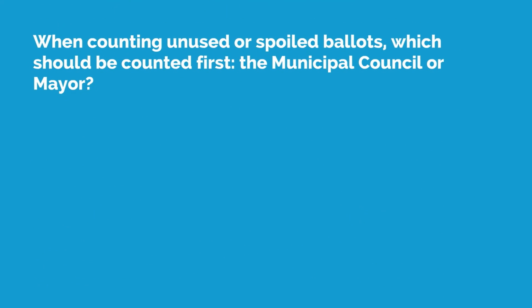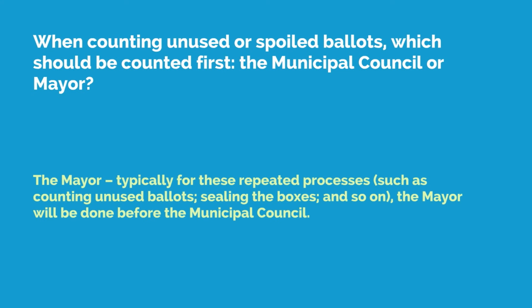When counting unused or spoiled ballots, which should be counted first, the municipal council or the mayor? The mayor. Typically for these repeated processes, such as counting unused ballots, sealing the boxes, and so on, the mayor will be done before the municipal council.